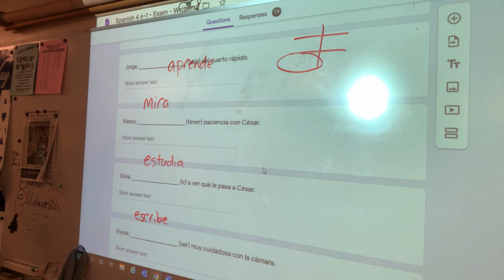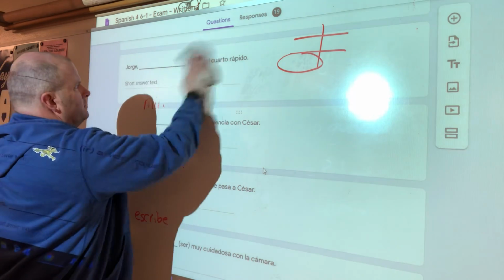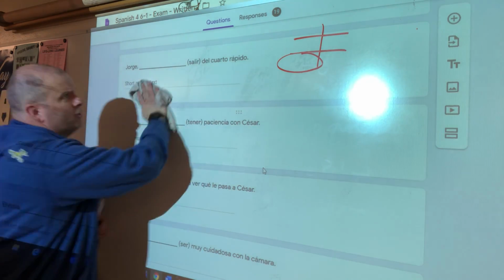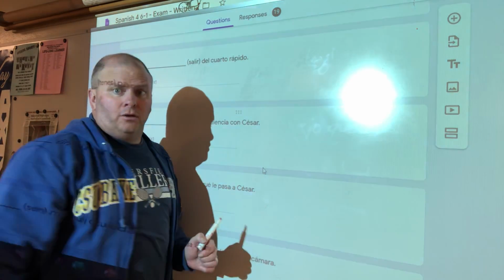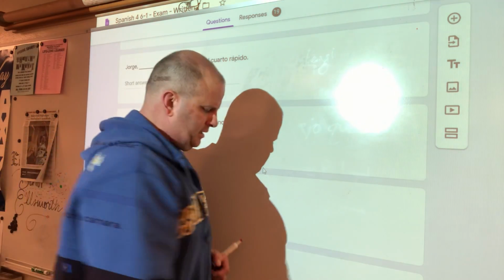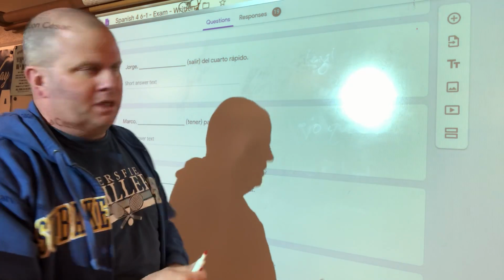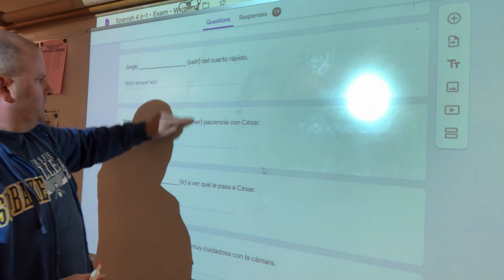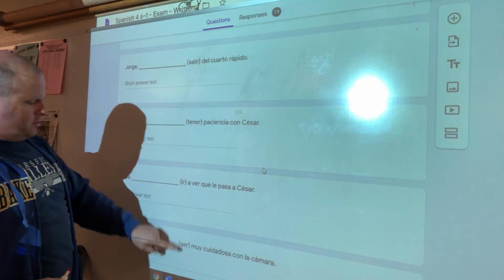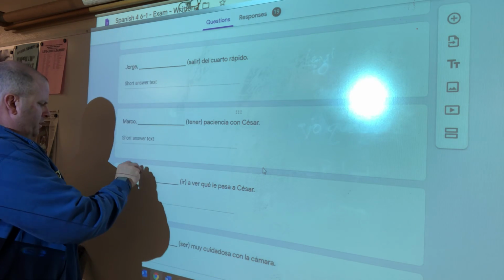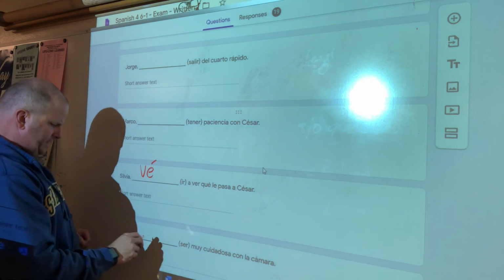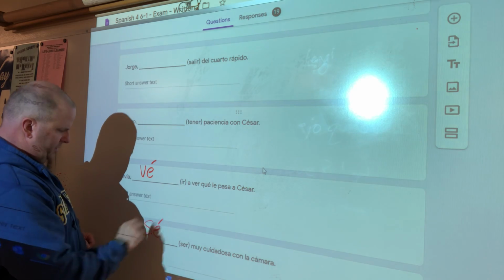Now, we did have some irregular verbs, and these you just get off of your list. So again, how do you know if it's an irregular verb? You look on your list. If it's not on your list, then just do the él or ella form. But this one was sal. This is ten. And then these two need accents. Okay, so this one is vé with an accent, and this one is sé with an accent.